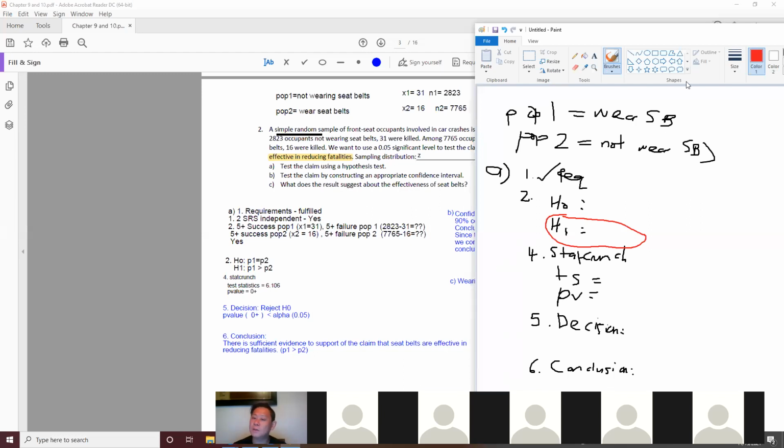Can you do this way too in your test? Yes, you can do the way that I did in here with the Adobe here, and you can also do the one on the paint, like this one. Either way, you can do it, but your answer is a little bit different.